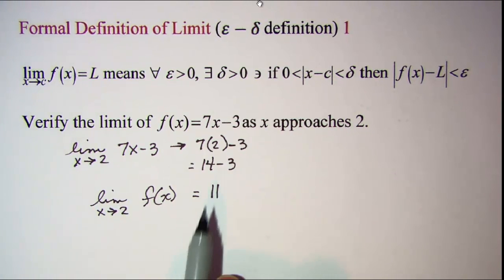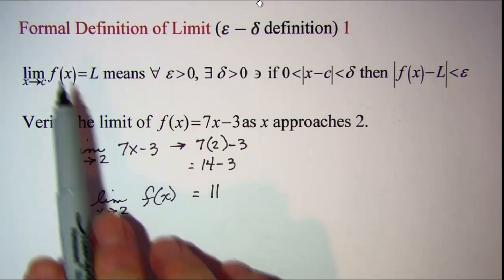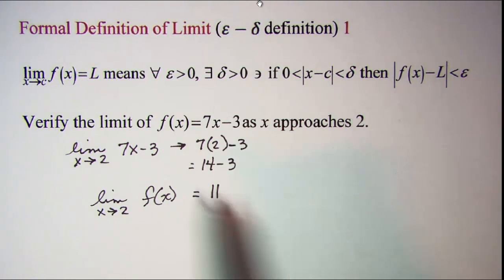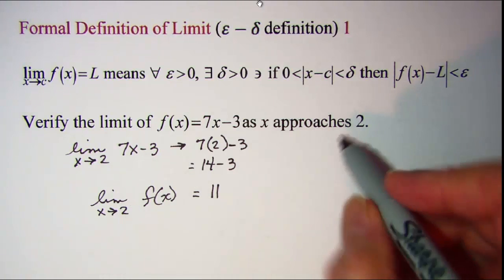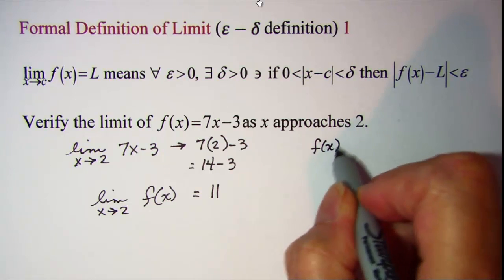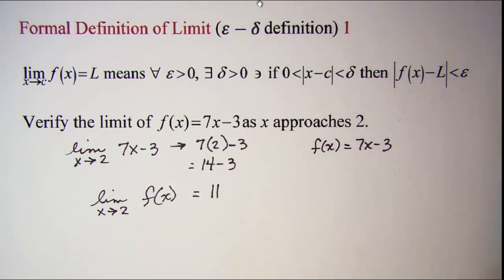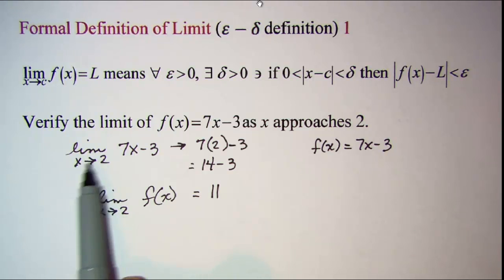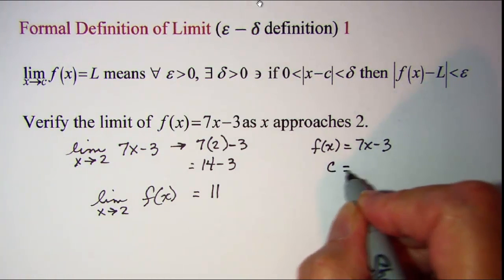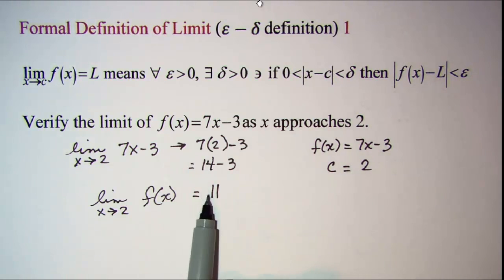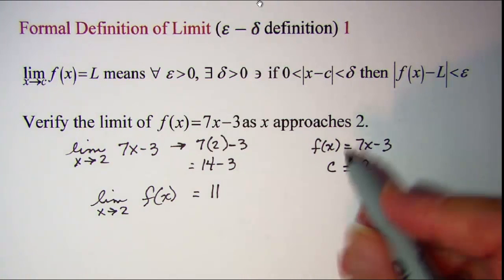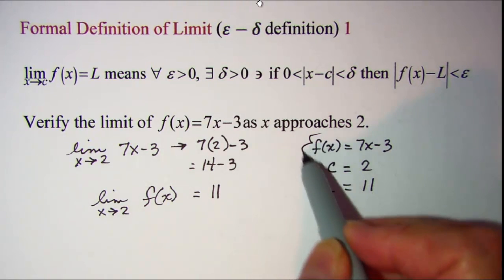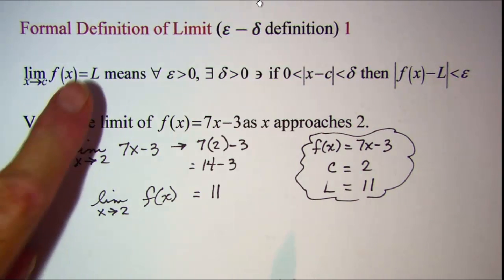Now if we compare this information that we're working with to the formal definition of limit, you can see that f of x is this expression right here. So let me write that. f of x is 7x minus 3. We can also see that c is 2, because x approaches 2. So c is 2. And L is 11. So we're going to use this information in our formal definition.